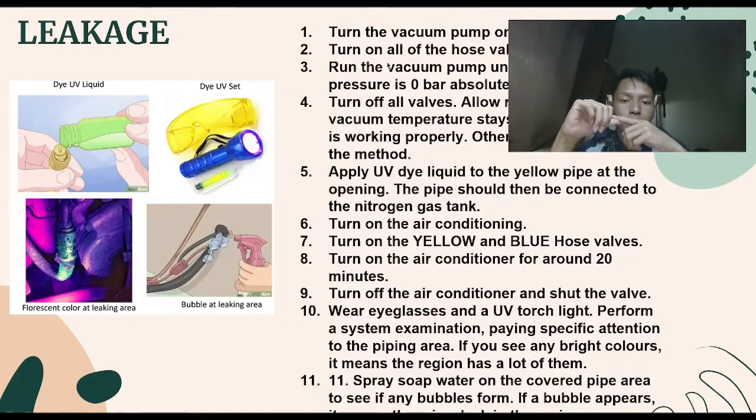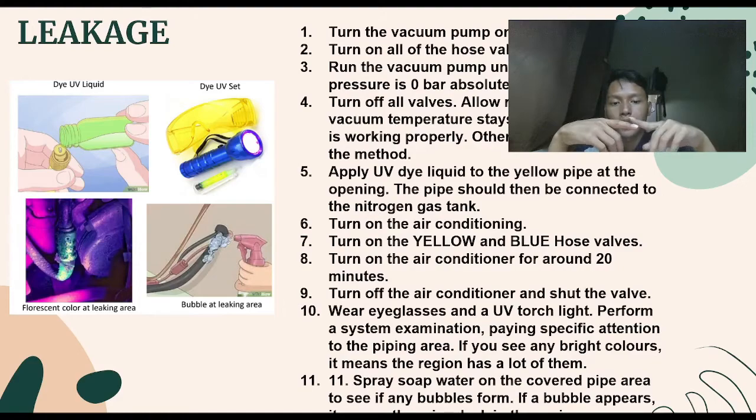Turn on the vacuum pump, turn on all the pumps until the system pressure reaches absolute pressure, and then turn all valves off for roughly an hour. If the vacuum temperature is at zero, the system is working properly, otherwise go to step 5. So apply the dye UV liquid.